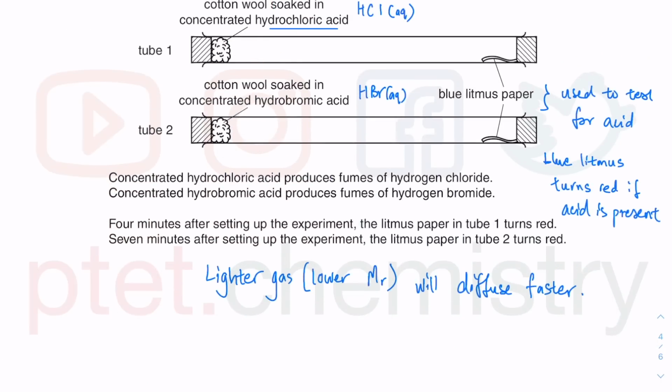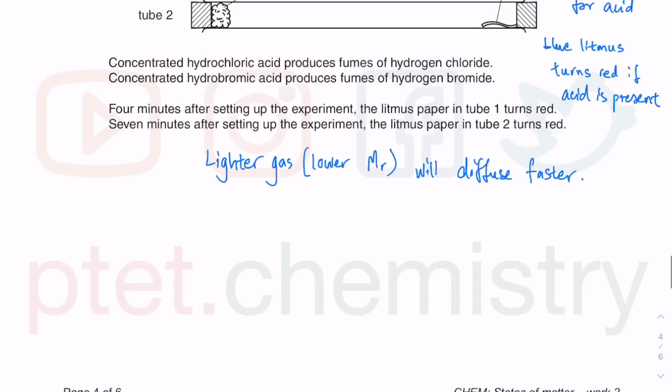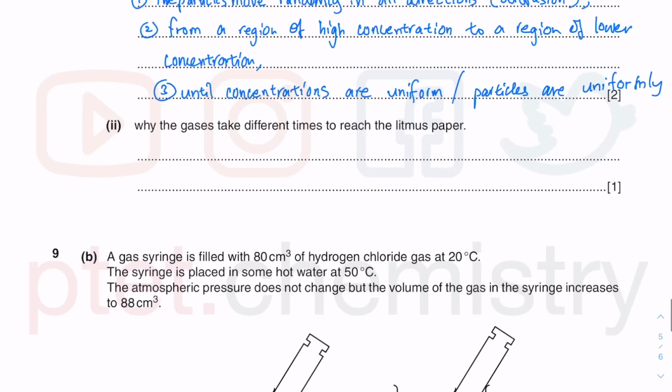Okay, so these are regions of high concentration for the HCl. These are regions of high concentration for the HBr. They will diffuse here because of high concentration to low concentration. That's just the definition of diffusion there. I didn't complete my bit there. Particles are uniformly distributed.